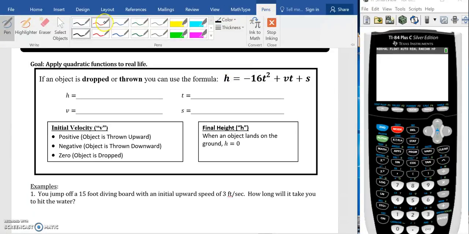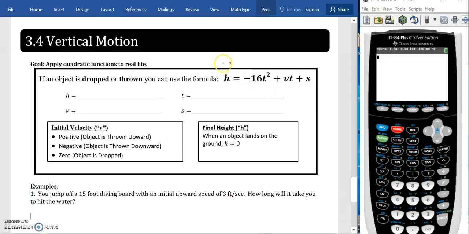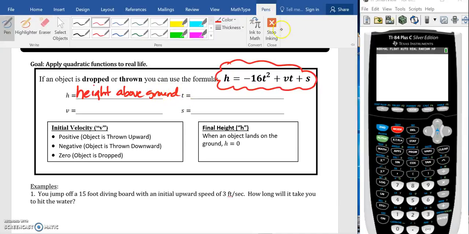Let's get my pen going. It looks like this. So that's the model we're going to use. And what we want to do is first start out by saying, what do each of these variables stand for? So the first one, h, which you can probably guess, is height, but more specifically is height above ground.